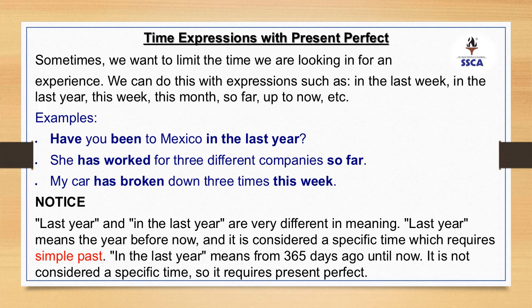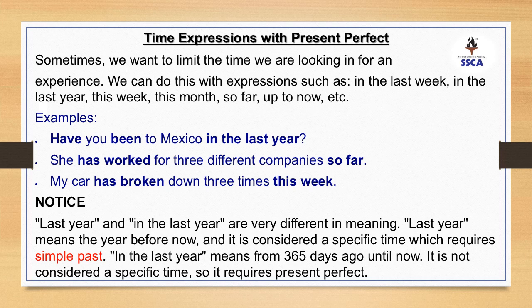So I am not mentioning any specific time, but I have limited the time period. In example number 2, I'm saying she has worked for 3 different companies so far. Here I'm also limiting her work experience, but not the exact duration of time. In example number 3, my car has broken down 3 times this week. Means here I'm saying that in this week it has broken down 3 times, but when it happened, I'm not specifying that time. Now, do read this notice.